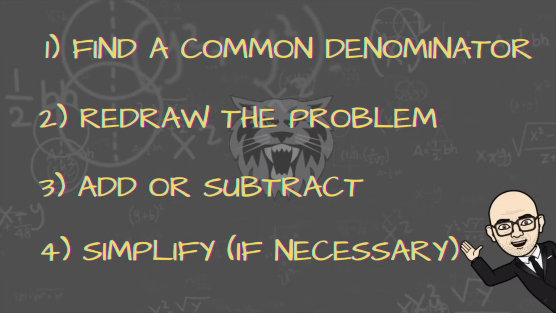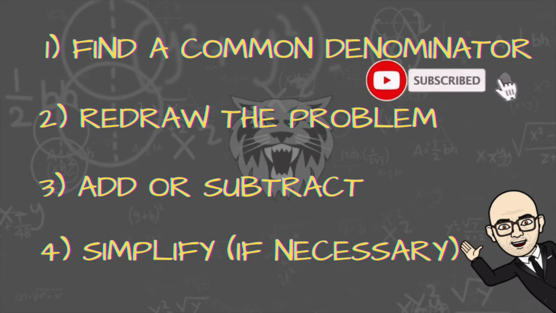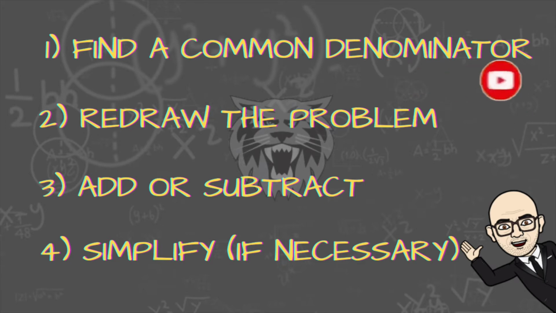Here are the steps we're going to take to successfully add and subtract fractions. Step number 1, we're going to find a common denominator. Step number 2, we're going to redraw the problem if necessary. Step number 3, we're going to do the addition or subtraction. And step number 4, we're going to simplify the fraction if necessary.